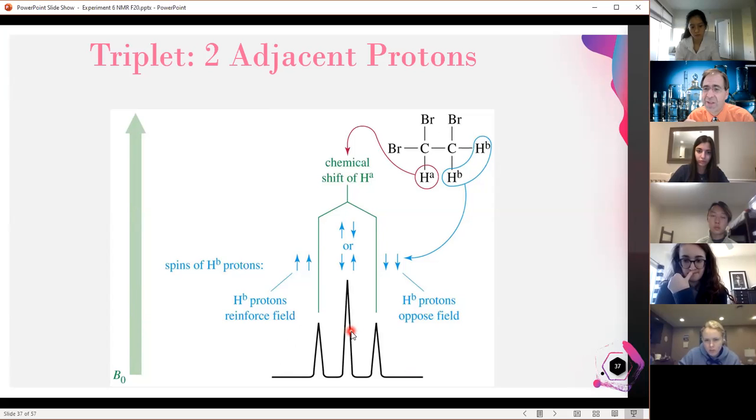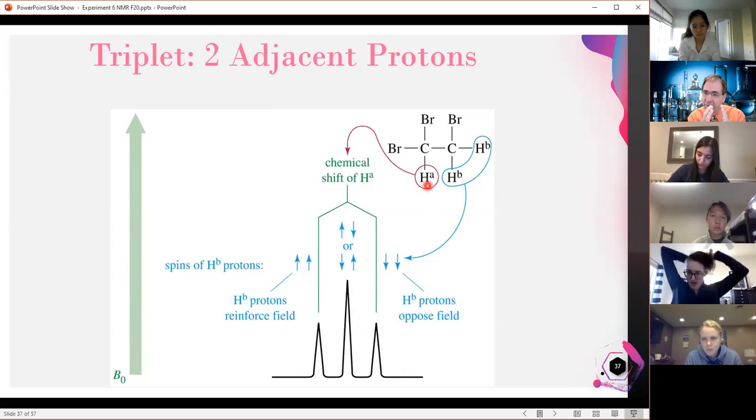So the thing I want you to try to get here is this triplet represents hydrogen A. It's a triplet because next door to it were 2 other protons. So you've got 2 things: the signal itself and then the splitting of that signal. The splitting is due to the nearest neighbors.